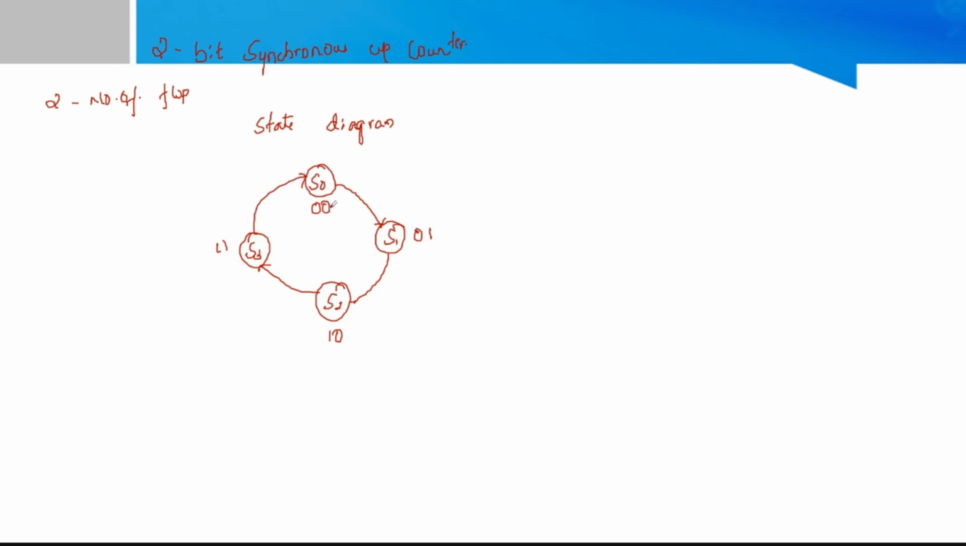So here the present state is 0 0, next state is 0 1. When the present state is 0 1, next state is 1 0. When the present state is 1 0, next state will be 1 1. So just for testing, you can take D1, Qn and Qn plus 1.